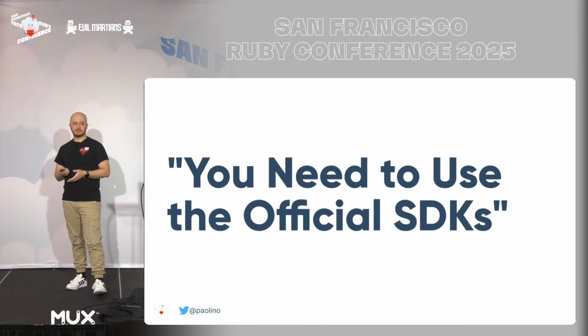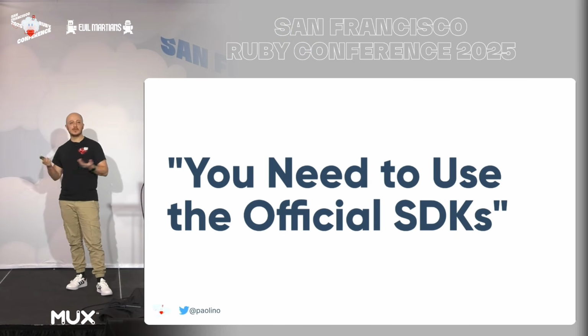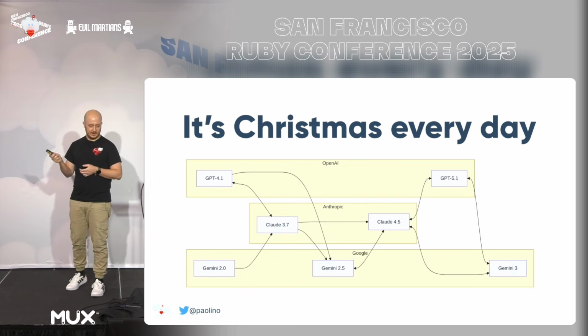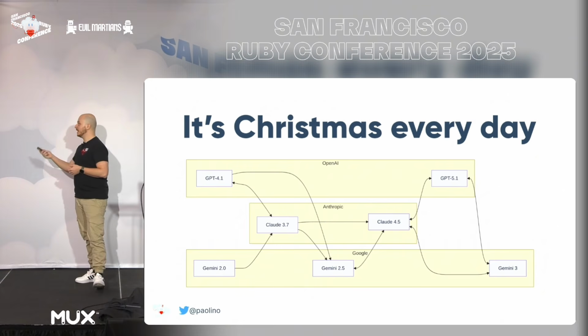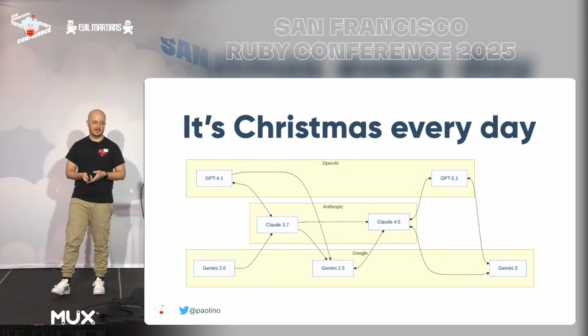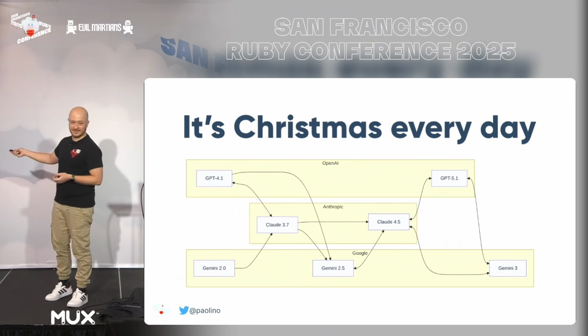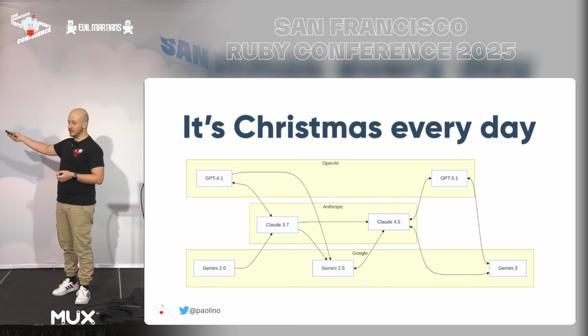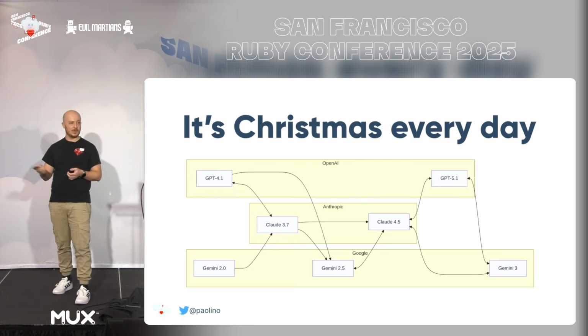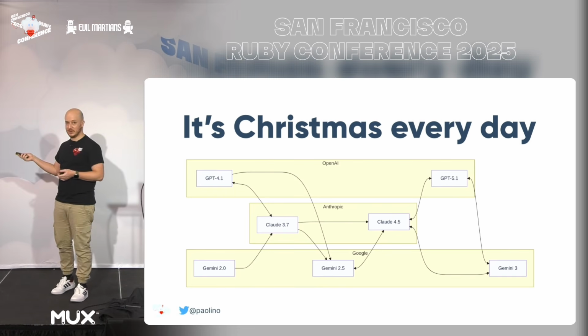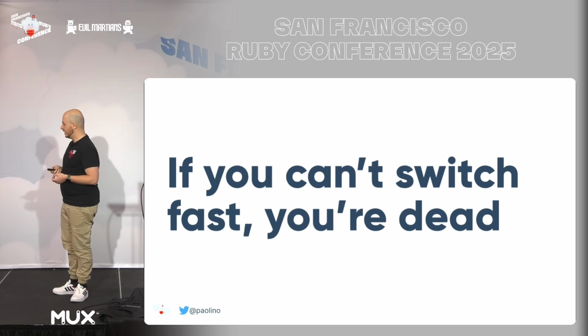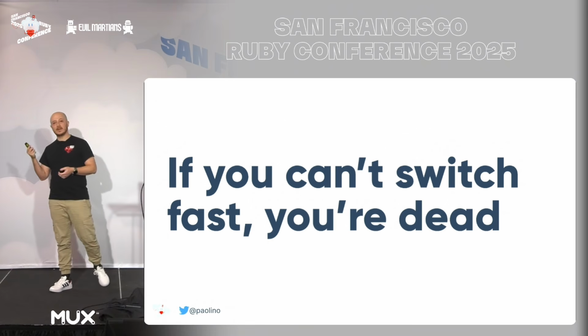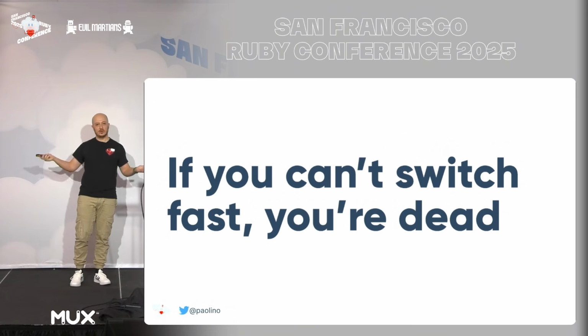The other lie is that you need to use the official SDKs because they're the proper way to do it. Well, the thing is, in AI, it's Christmas every day. Just yesterday, Gemini 3 was released. And do you remember when GPT 5.1 was released? It was only 1 week ago. It feels like forever. So in AI, if you cannot switch fast, you're dead.